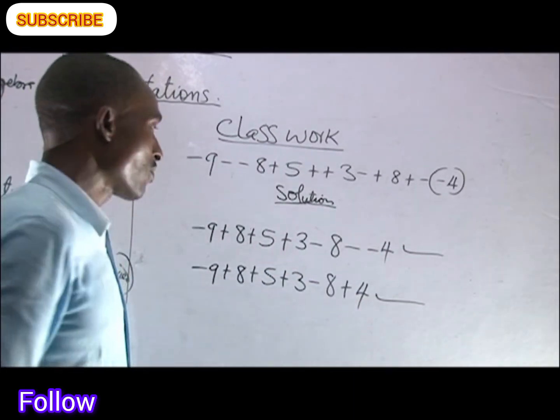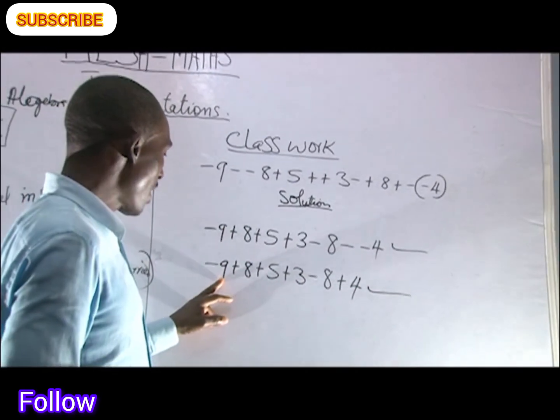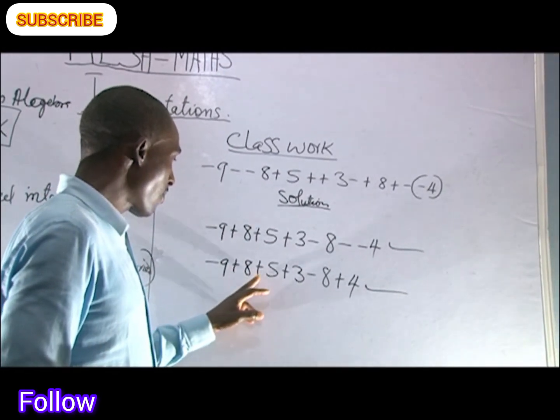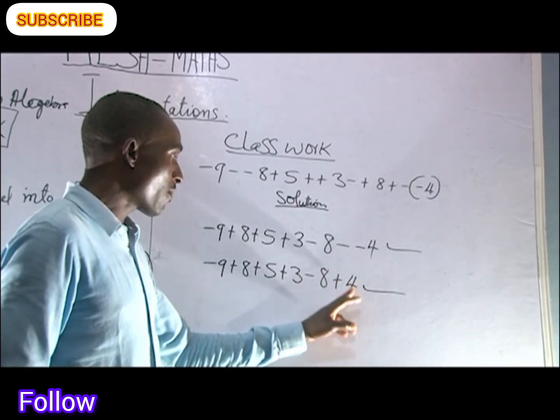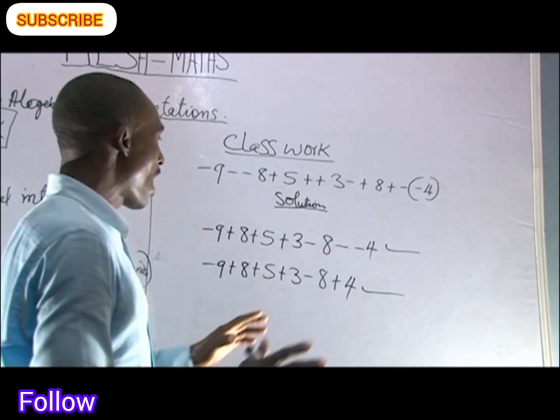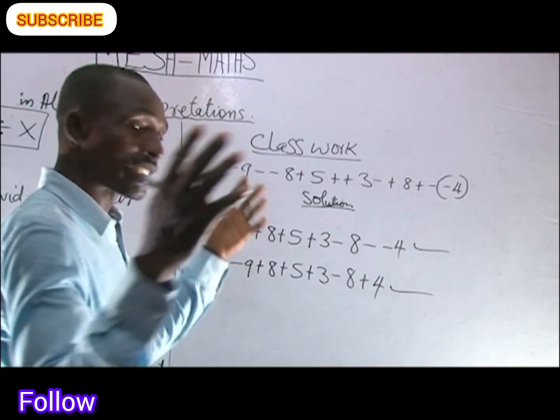Okay, we have gotten this. Then let's check: one sign, one number. One sign, one number. One sign, one number. Okay, that is good. So now what is left for us is interpretation. So we want to interpret.